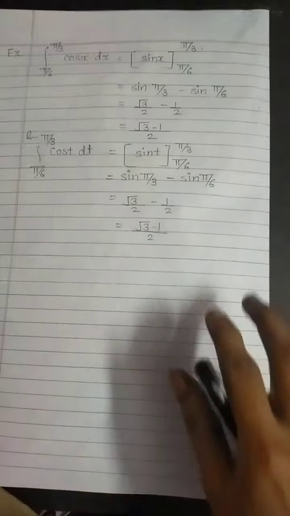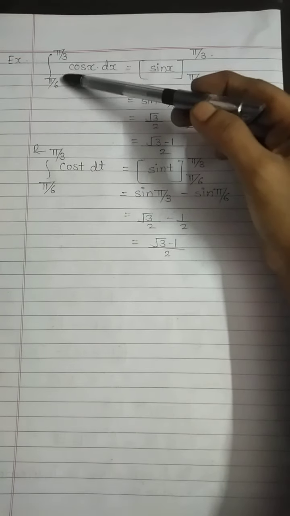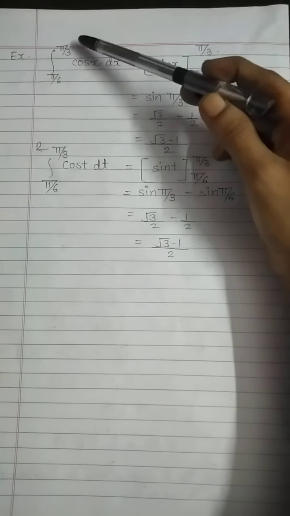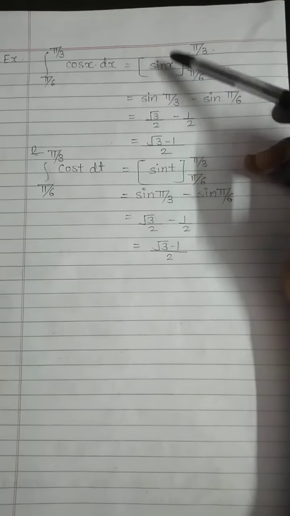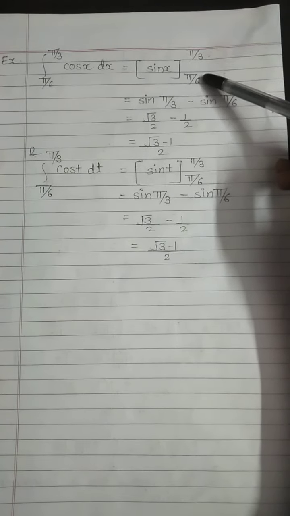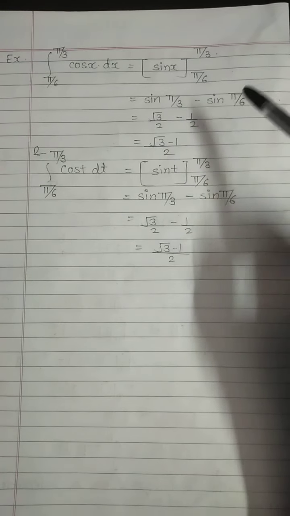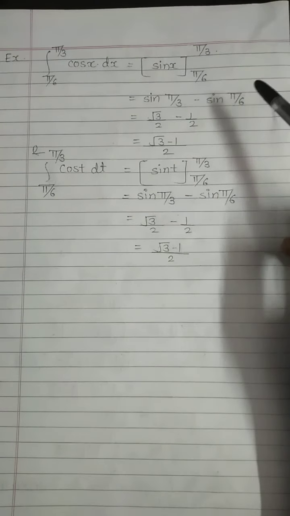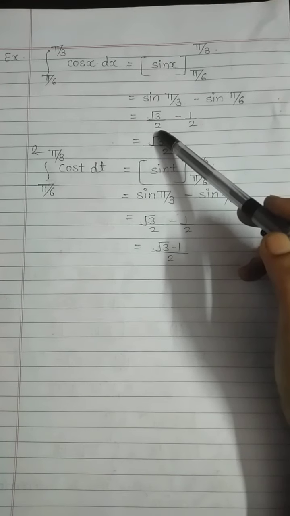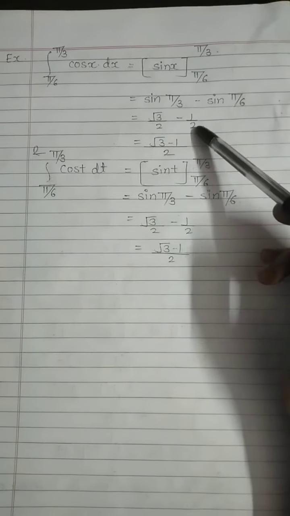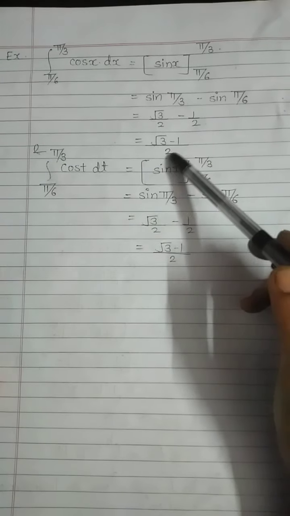Now here we consider one example for this property. Suppose integration from pi by 6 to pi by 3 cos x dx. Now we know that integration of cos x is sin x. Lower limit is pi by 6, upper limit is pi by 3. Now applying upper limit minus lower limit. So sine of pi by 3 is root 3 by 2 and sine of pi by 6 is 1 by 2. Simplifying, we will get root 3 minus 1 by 2.